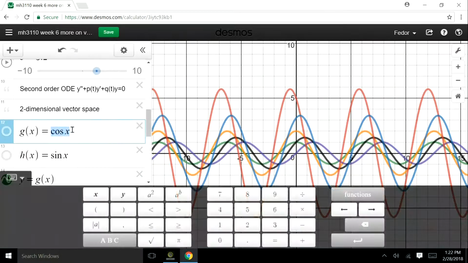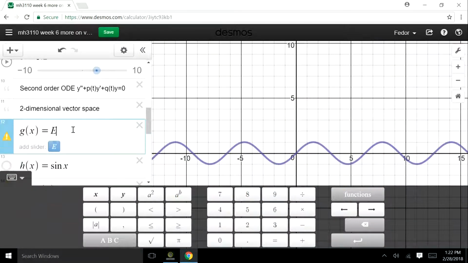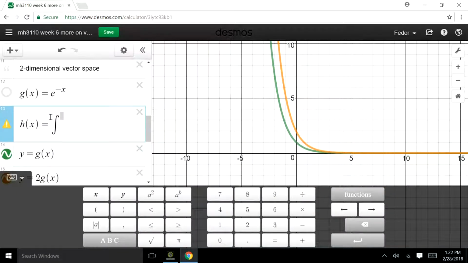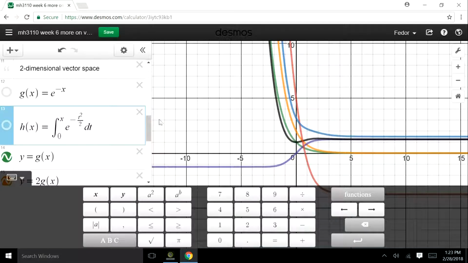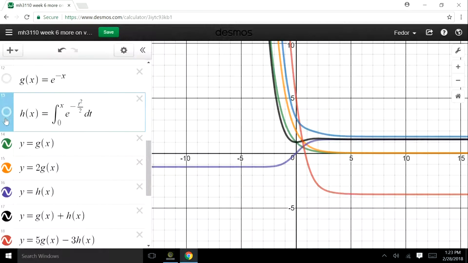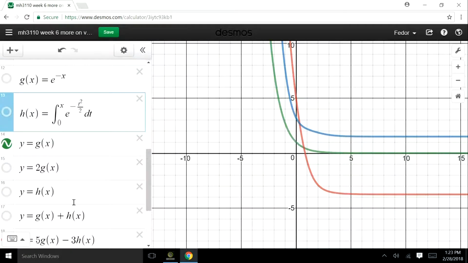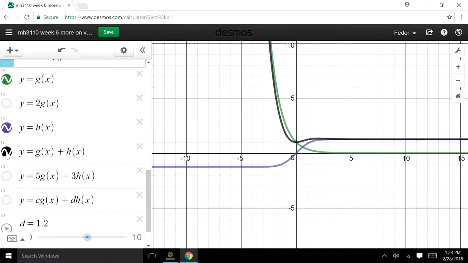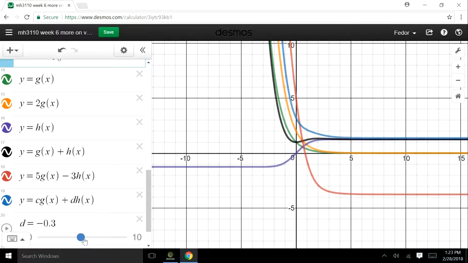Now these linear combinations could be something more complicated. So imagine that we're going to have, say, e to the minus x, and let's say another solution is going to be the integral from 0 to x of e to the minus t squared over 2 dt. It's possible, right? So that's our first solution, this is our second solution, then their sum is also a solution, then 2 times the first is still a solution. This is a solution, I don't know, and overall we have a lot of different solutions.